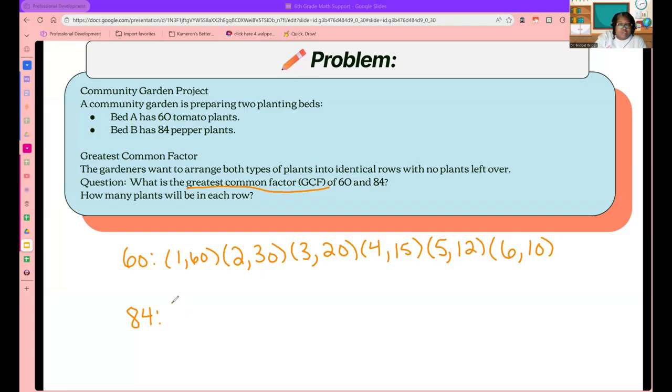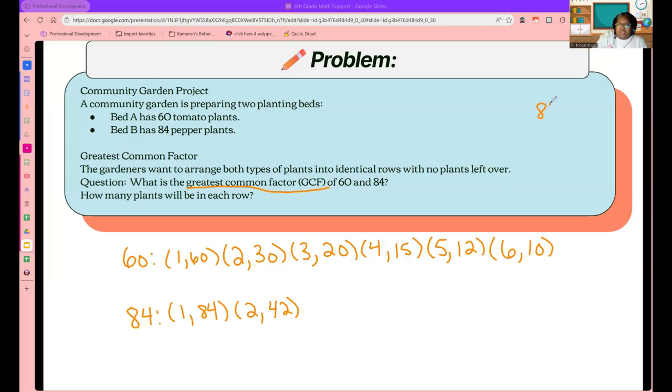All right, so we know right off it's going to be 1 and 84. Because this is an even number, we also know that 2 can go into this number. How many times? Well, 2 goes into 8 4 times. 2 goes into 2 2 times. So 42.